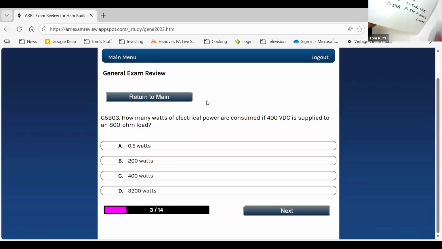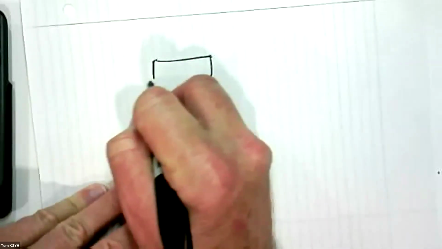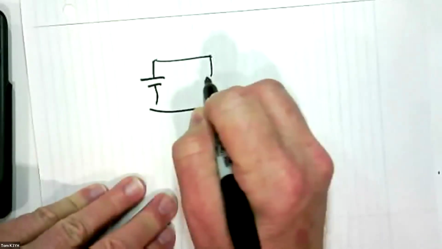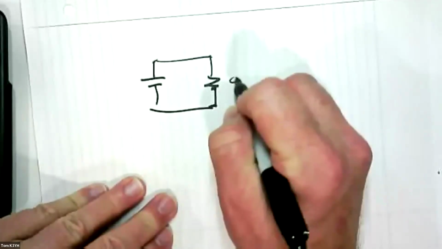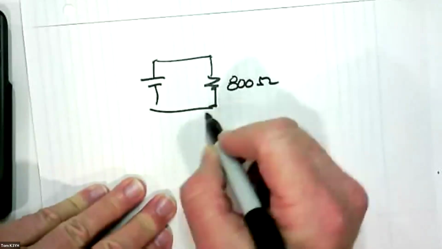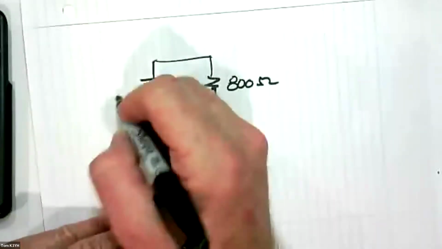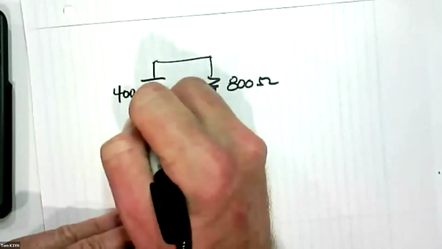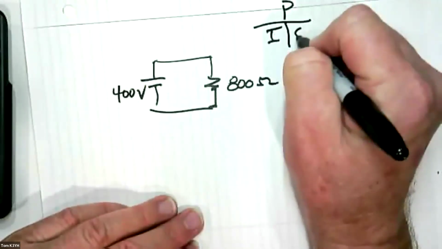I'm going to use my same methodology. Okay, so here's a circuit. I've got an R that's 800 ohms. When they say a load of 800 ohms, that's what this means. It's the resistance out here that you're powering up. And we have 400 volts over here. Okay, so P and E.